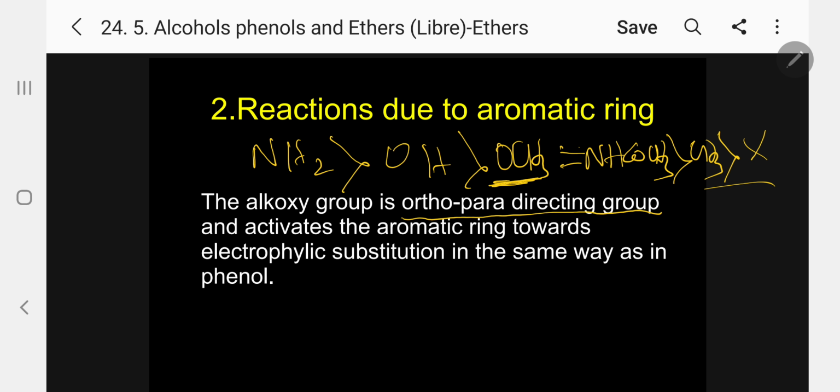So, the alkoxide group is an ortho-para orienting group and activates the ring towards electrophilic substitution in the same way as in phenol. What is meant by activation? There are already 3 pi bonds, so 6 pi electrons are there, negative charge. So these groups are releasing electrons towards the ring, meaning they are getting activated, so it is easily attacked by electrophile. That's why it is an activating ring. Any electron attracting group will deactivate the ring.